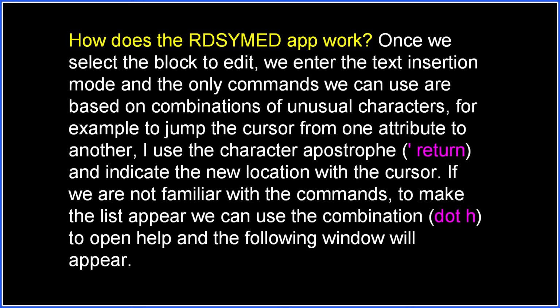How does the RDSYMED app work? Once we select the block to edit, we enter the text insertion mode and the only commands we can use are based on combinations of unusual characters, such as to jump the cursor from one attribute to another. We use the apostrophe character, return, and indicate the new location with the mouse. If we are not familiar with the commands, we can see the list of commands with the combination .h and the following window will open.